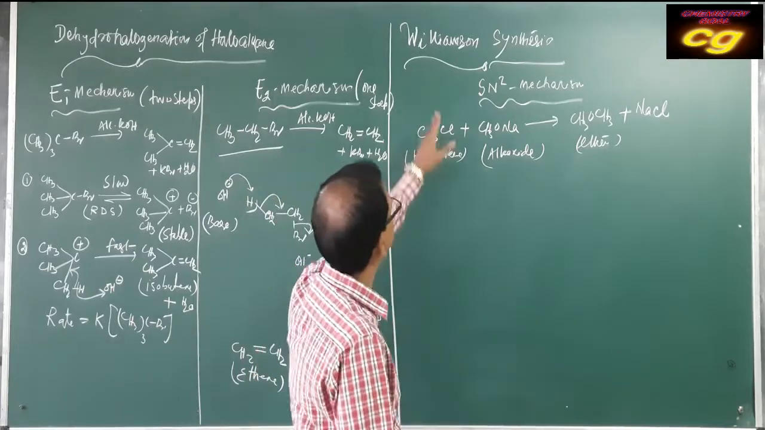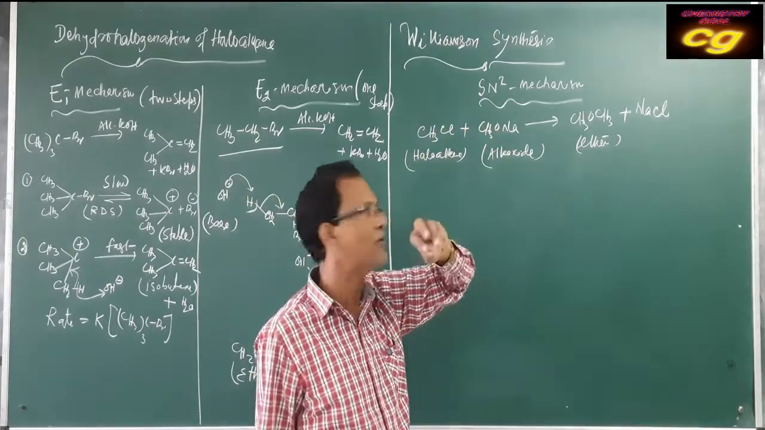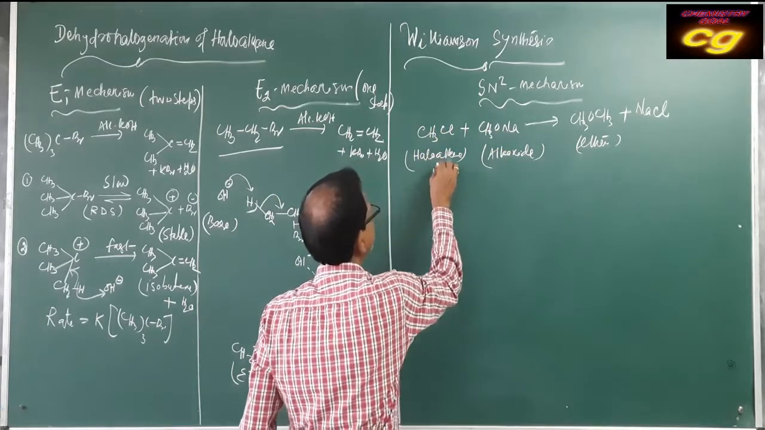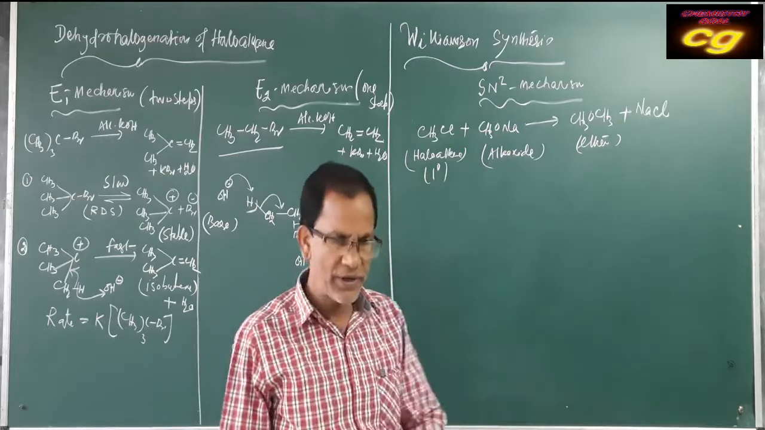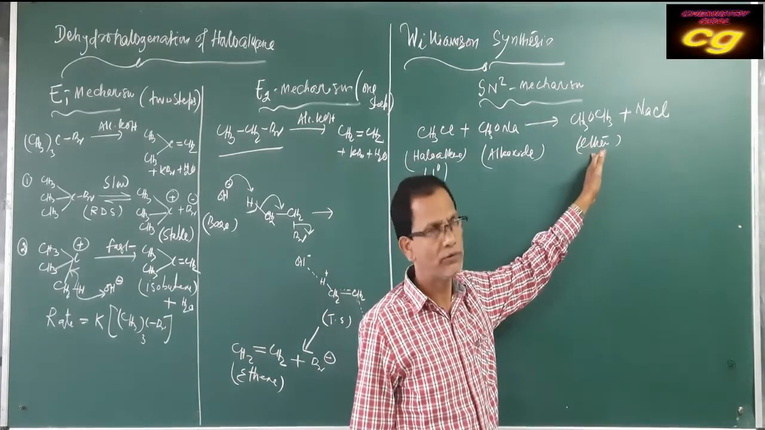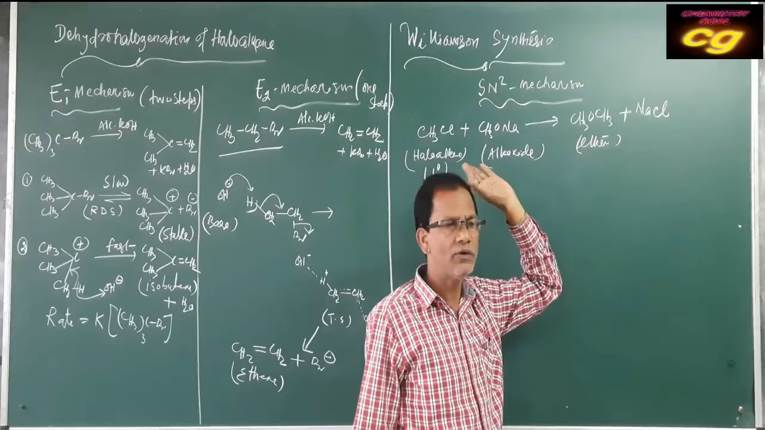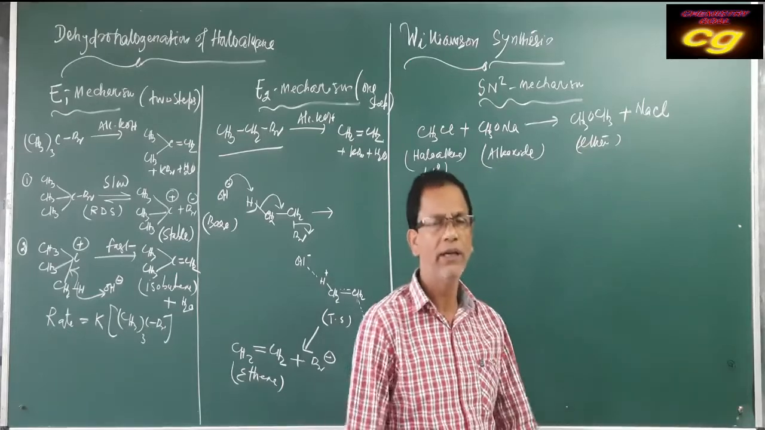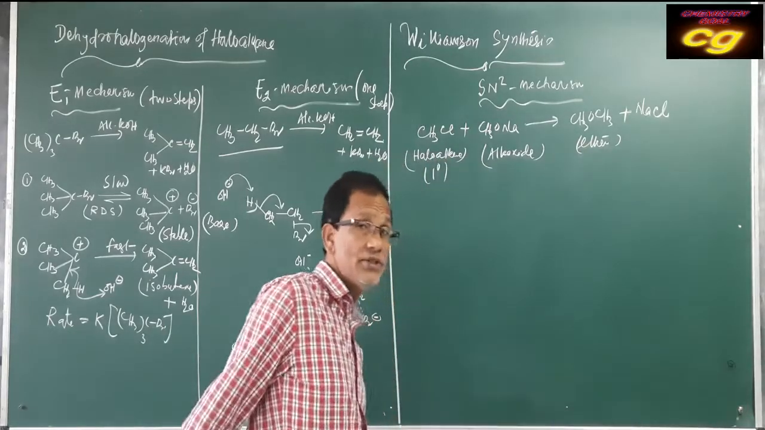Here, in Williamson synthesis, the nature of haloalkane should be primary. If it is primary, the formation of ether will be favored. So we have to take care of this thing. Always the haloalkane should be primary in nature. Let us discuss the mechanism.